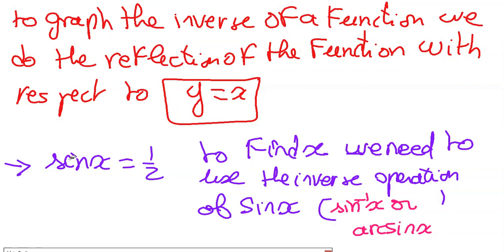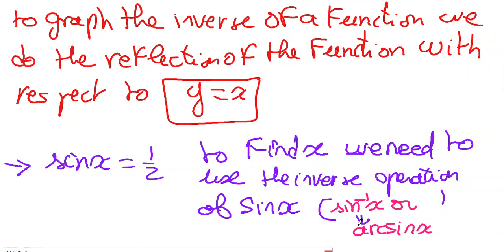So now when I'm talking about sine x, what does inverse mean? Sine x is equal to half. So to find x, we need to use the inverse operation of sine x. And what is its inverse operation? It's sine minus 1 of x. Or we can also consider the notation arc sine x.